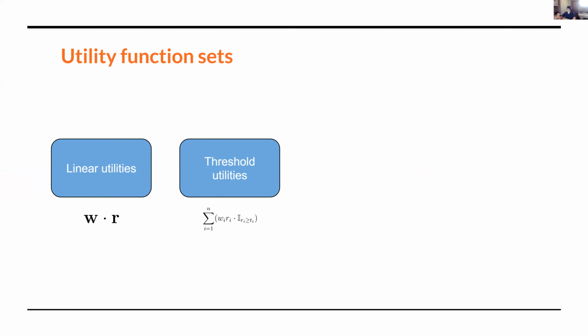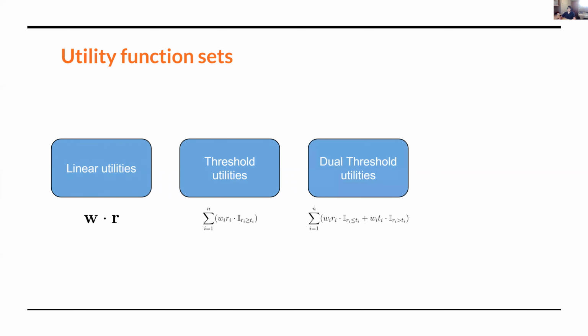Analogously to threshold, we have dual threshold utilities. These work pretty much the same as threshold utilities, except that the dot product is only applied up until the threshold, and then the utility component for that objective remains constant. One can think of this as a hard version of the famous law of diminishing returns, which is that after reaching a certain target for an objective, there is no interest in getting any more of it.